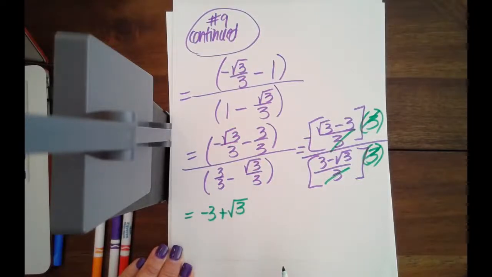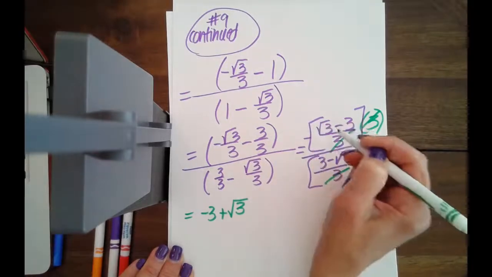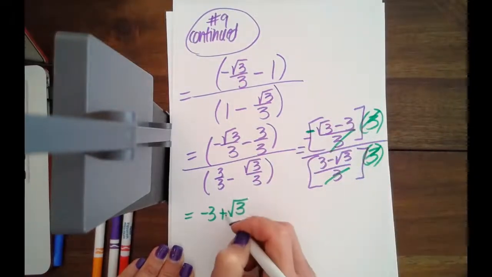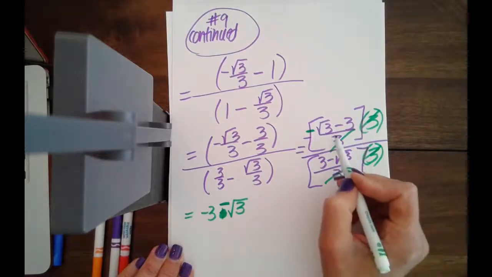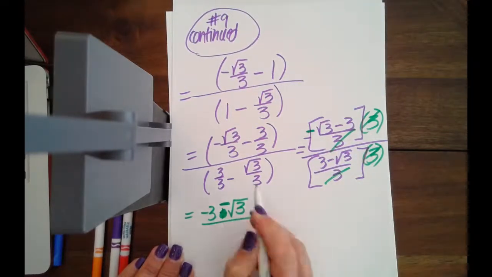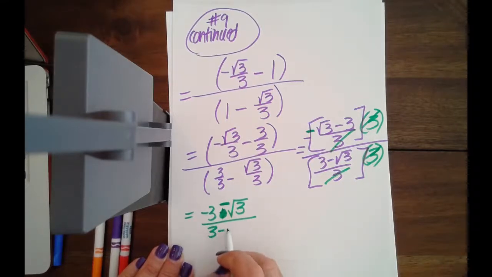Wait, I missed something. That's negative. That's the negative. That was my bad. Okay, so this should be minus, I like my radical in the back end. So negative 3 minus radical 3 upstairs. And then downstairs, okay, we're going to have 3 minus radical 3.